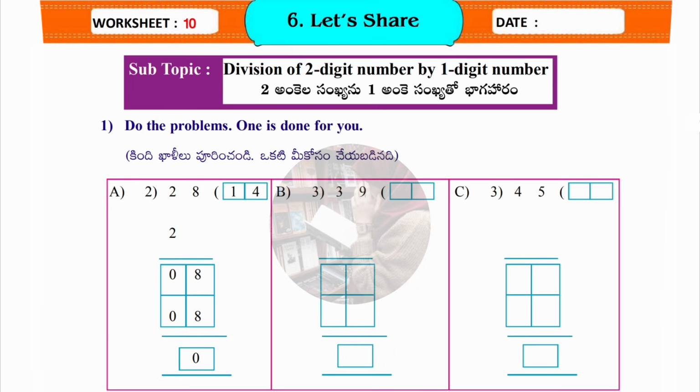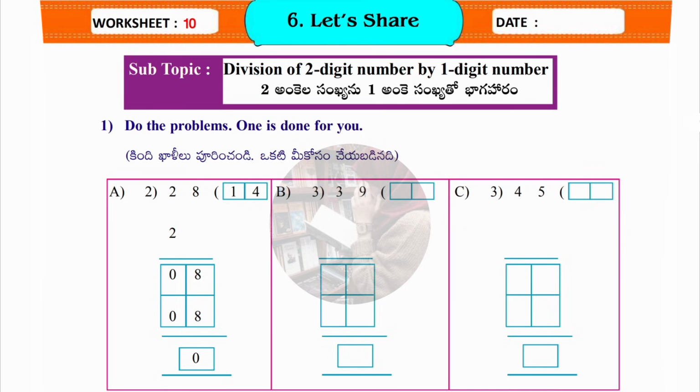Okay, let's move on to the next worksheet, that is worksheet number 10. Here the subtopic is division of two digit numbers by one digit number. This is also as it is guys, just like what we did before. So here also we have to do the same. 24 is the dividend, 2 is the divisor. Let's do the division. 2 1's 2. 8 will come down. 2 4's 8, 0 is the remainder. Here we have to do only the division. We don't have to write dividend, divisor, remainder, quotient like that. Just do the division.